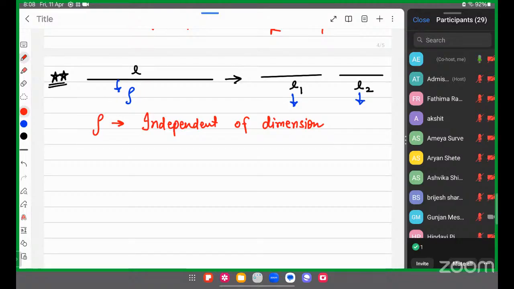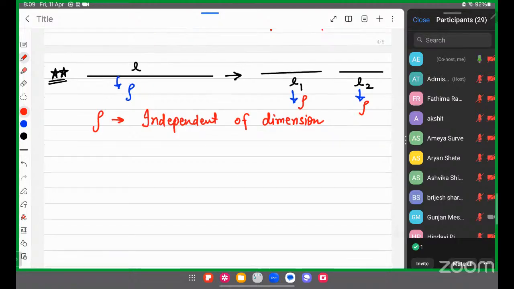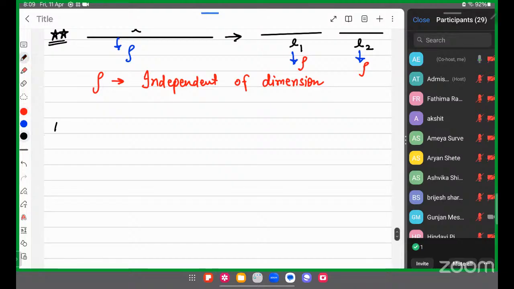So if I have a wire with silver material and I cut it into two pieces or more than two pieces, there will be no change in resistivity. Resistivity of silver material will still be same. So resistivity of wire with length L1 will be same as original resistivity, and same is true for wire with length L2. Understood or any doubt?